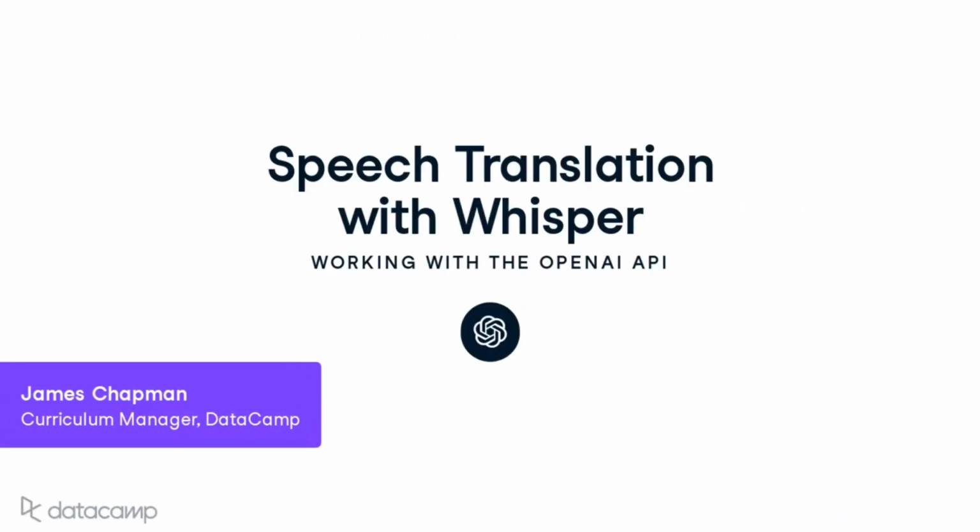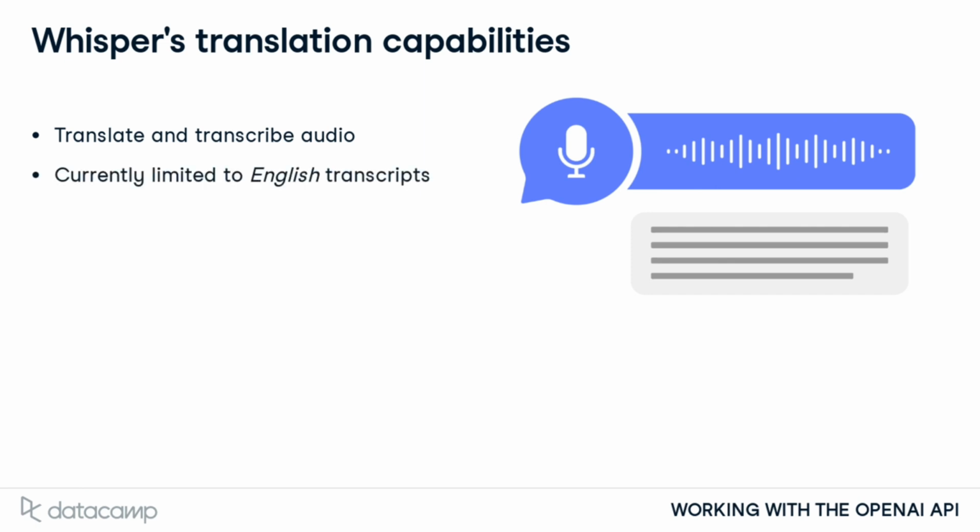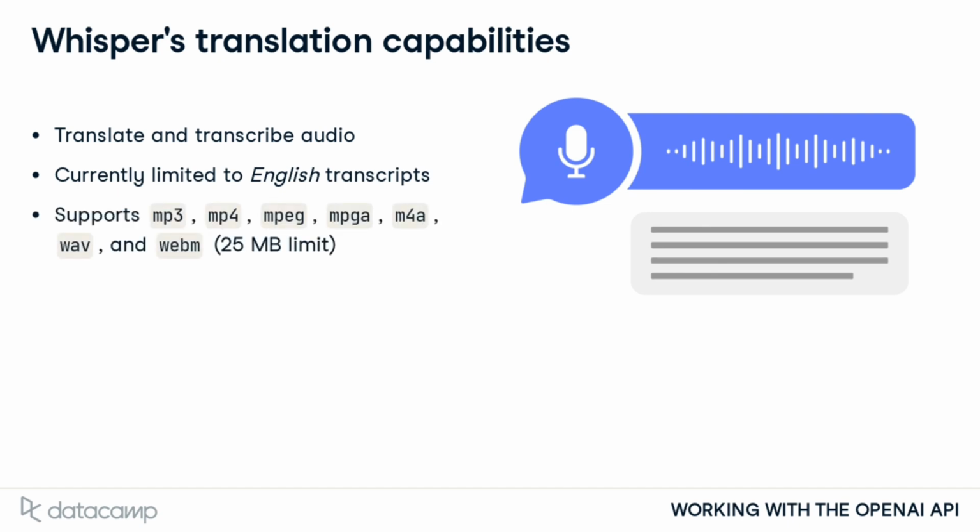In this video, we'll discuss Whisper's translation capabilities. Let's dive right in. The Whisper model not only has the ability to transcribe audio into the language it's in, but also translate and transcribe audio in one go. This is currently limited to an English transcript, so we can translate and transcribe German into English, but not German into French. Like with its transcription functionality, Whisper can translate audio from most common audio file types, up to a particular size limit.